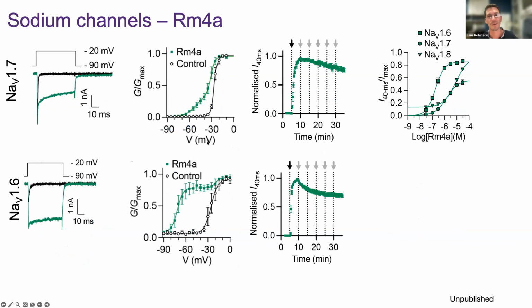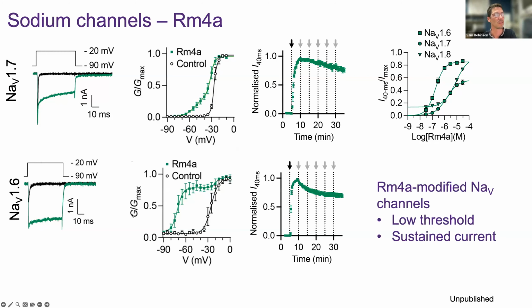And now when we looked at RM4A, we didn't know what to expect initially, but actually we ended up seeing something pretty similar to Poneratoxin. So again, the channel is unable to inactivate normally. The V half of activation is shifted, so it's a much lower threshold, and it doesn't wash off. And again, NaV1.6 is more sensitive to the toxin.